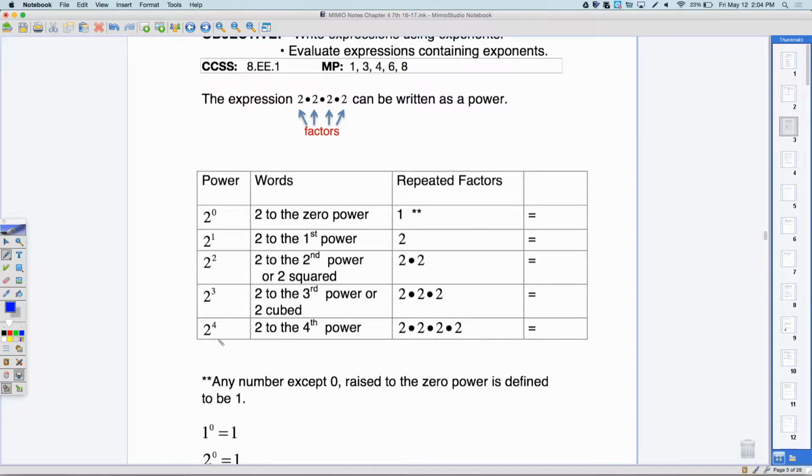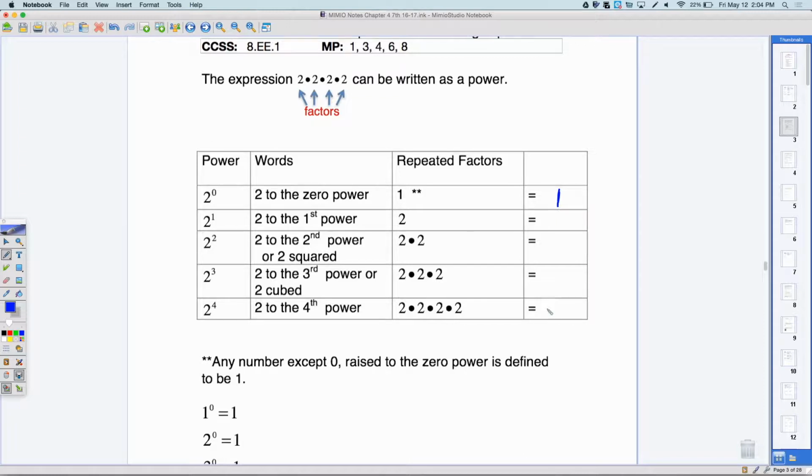So in the table, we have the powers, how you read it in words, and as repeated factors, and we are going to fill in what it's equal to. So the first one, it is read as 2 to the 0 power. 2 to the 0 power is defined to be 1. I will go over the reason why it's 1 at the end of filling in the table. 2 to the first power, which means that the 2 is being repeated 1 time, so that is 2.